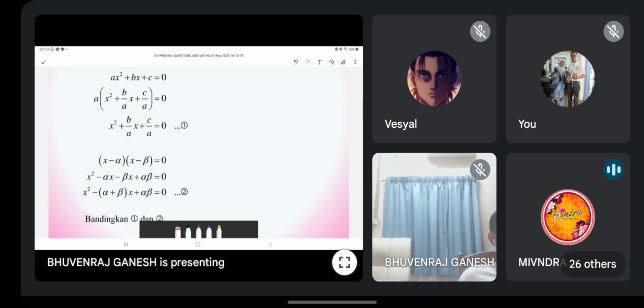So x tolak alpha, darab x tolak beta. Kembangkan macam biasa, kalau nak guna butterfly method or whatever method, you can use that. Lepas tu x darab x, x square, and x darab negatif beta, negatif beta x, lepas tu negatif alpha darab x, negatif alpha x, and negatif alpha darab negatif beta is plus alpha beta. Sama dengan kosong, jangan lupa kosong.